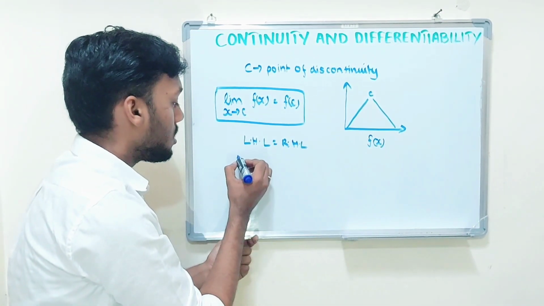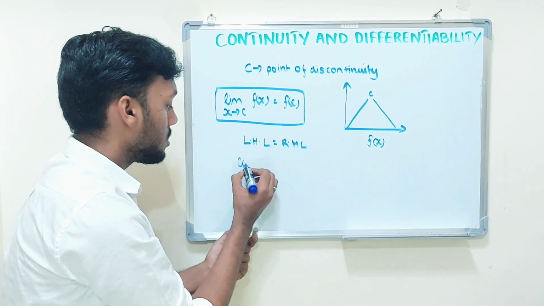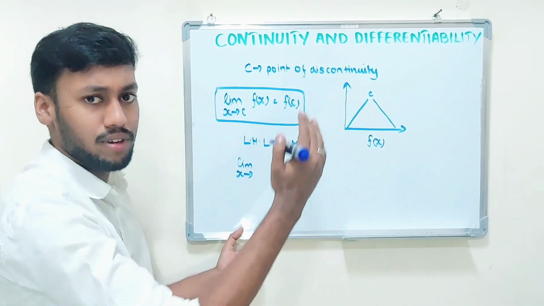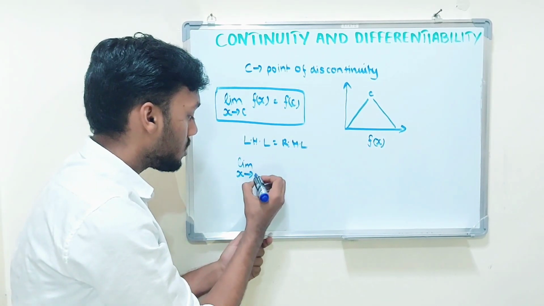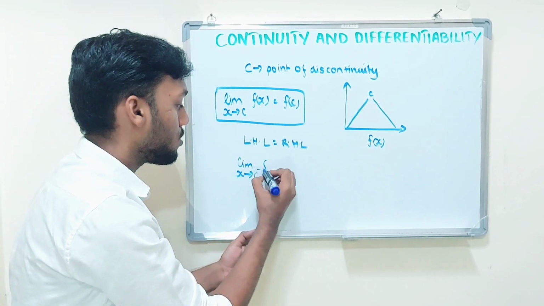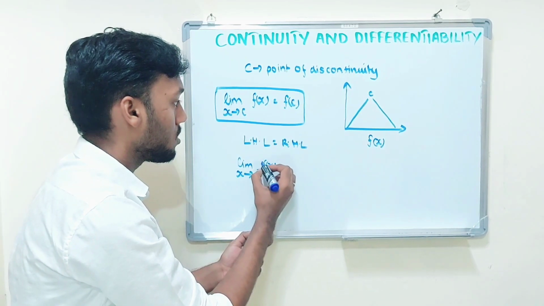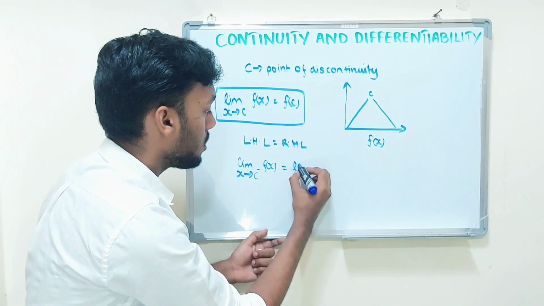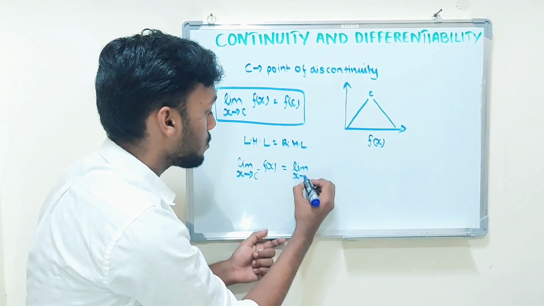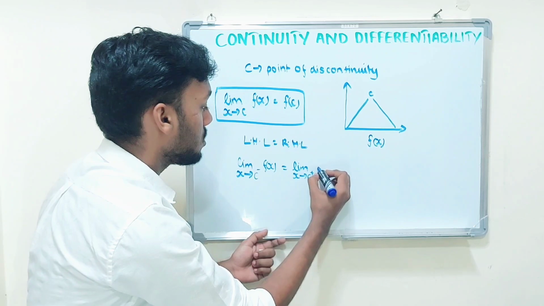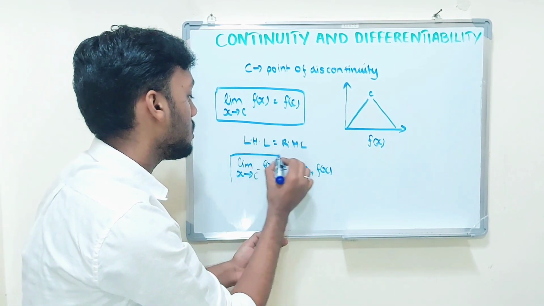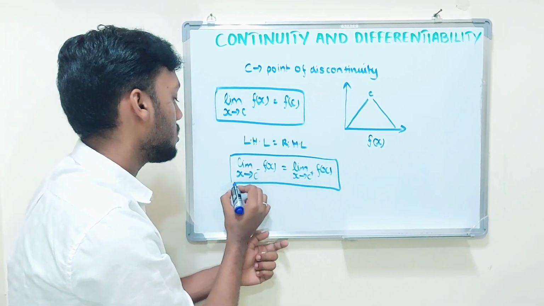LHL, we will represent by limit x tends to c minus f of x, since it's going to the leftmost side, the values decrease, right? And RHL we will represent by limit x tends to c plus f of x. This is another way to show that a function is continuous.